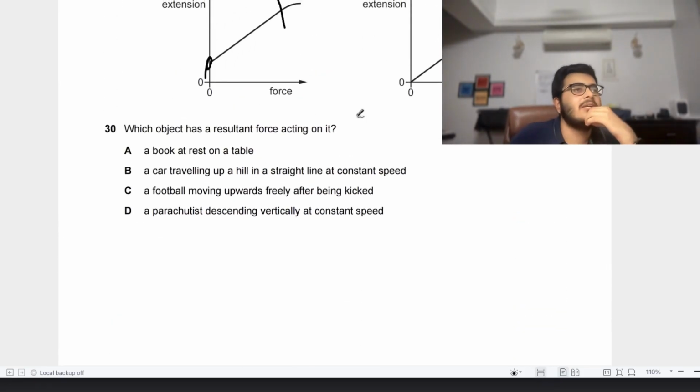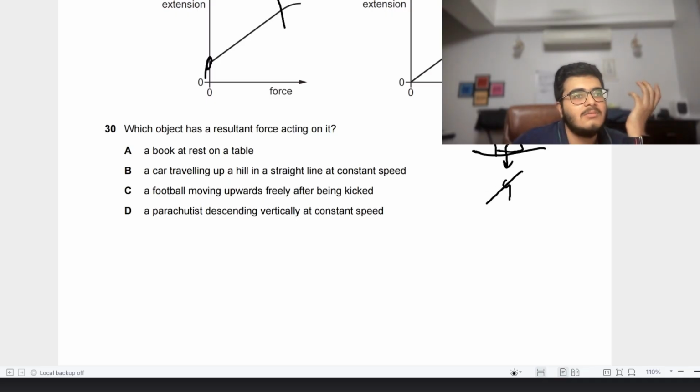Which object has a resultant force acting on it? Okay, a book rests on the table. So we have a book on the table. What kind of forces are acting on it? We have gravity, and we have the normal force acting here, and the book is at rest. So these forces will cancel. There is no resultant force here.